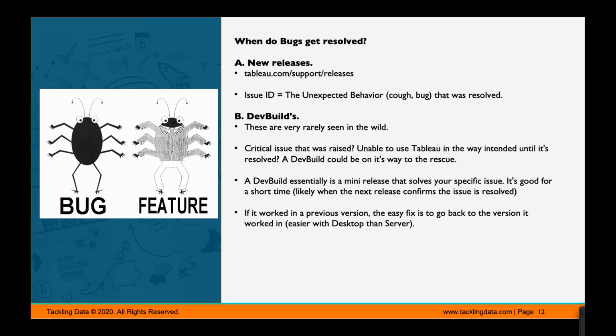And rarely you would get a dev build. And this is where something was determined by the devs that could be resolved, and if it was that important that it needed to be resolved for the customer, they'd send them their own private build and be able to get that. So I'm gonna pop over to the release page real quick.